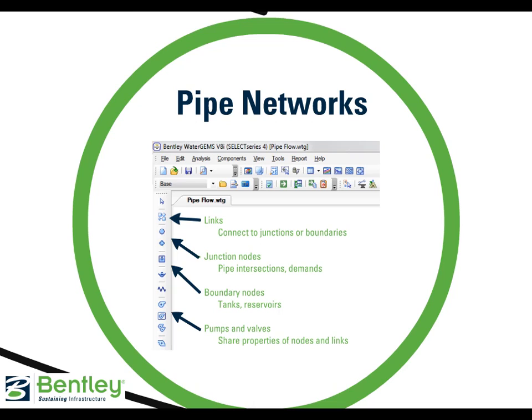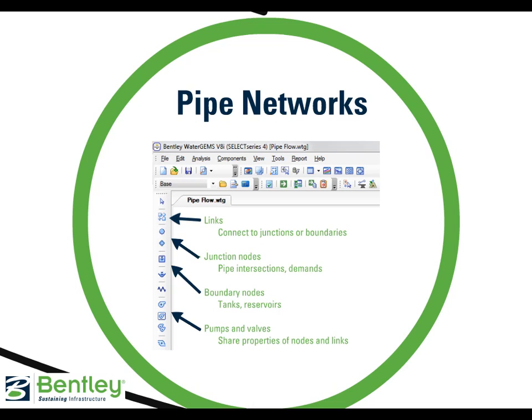Junctions include points where pipes intersect, points where major demands on the systems are located, or critical points on the system where pressures are important for analytical purposes. Boundary nodes are points in the system where the hydraulic grade line is known. They include tanks, reservoirs, and pressure sources.